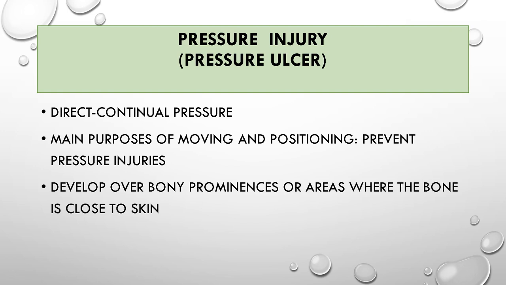Pressure injury is the term for pressure ulcer. These injuries occur because of direct, continual pressure on an area of the body, usually over a bony area or bony prominence, as we call it, such as your heel or your tailbone. Other pressure injuries occur from shearing, we talked about that, which is rubbing or friction resulting from the skin moving one way and the bone underneath it remaining fixed, so they're moving in opposite directions. The main purpose for repositioning residents is to prevent pressure injuries.